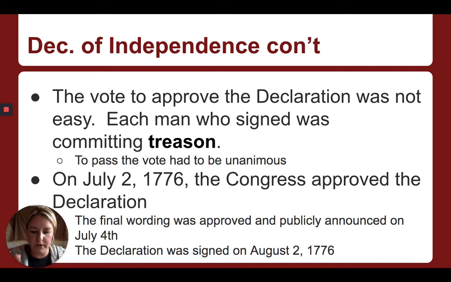Also, from the standpoint of these men, it had to be unanimous. If they had one colony that was kind of wavering, just like that political cartoon showed you, it wasn't going to work, right? So they all had to be in. They all had to agree to this, all of those dozens of men. Finally, on July 2nd of 1776, they approved the final version of the Declaration, and they're going to publicly announce this on July 4th, which is why we celebrate the 4th of July, or Independence Day, because that's when it was made known that this was happening.